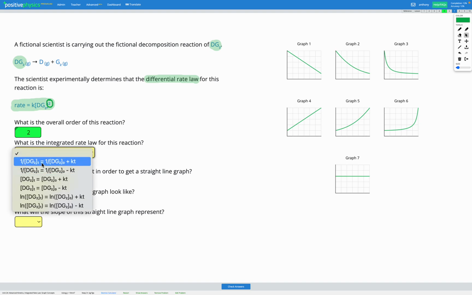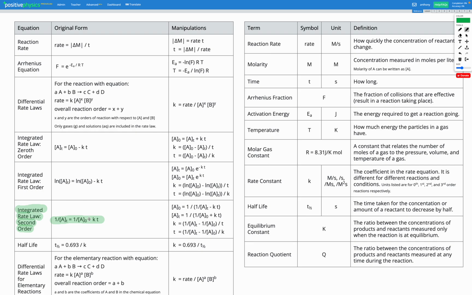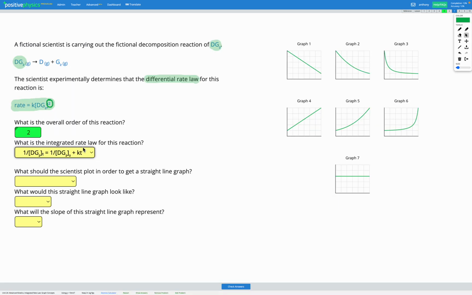It's 1 over dg2 at time t is equal to 1 over dg2 at time 0 plus Kt. Let's just double check that. Yeah, it's plus Kt for the second order rate law. Awesome. So there's our integrated rate law for this reaction.